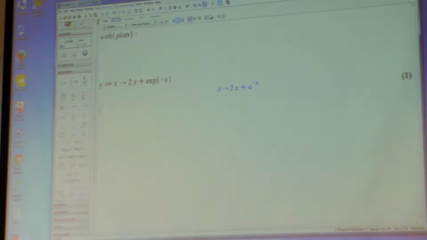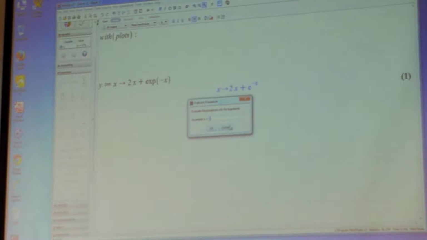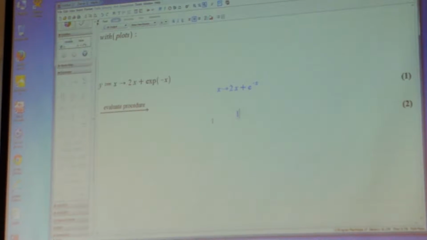So it can work as a computer algebra system as well. You don't have to just do programming and graphs and all that. If I right click on this, it'll let me, for instance, evaluate procedure. Say I want to evaluate it at 0. Parameter value x, it calls it a parameter, whatever, but 0, oh, the value of the function is 1.